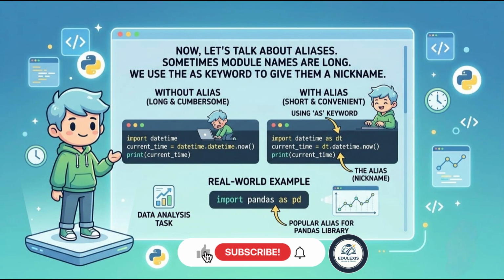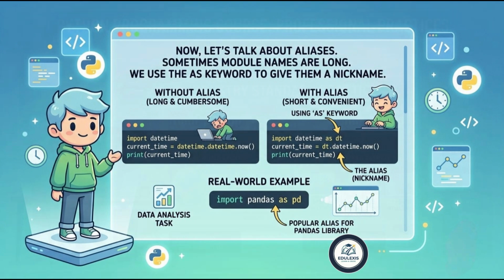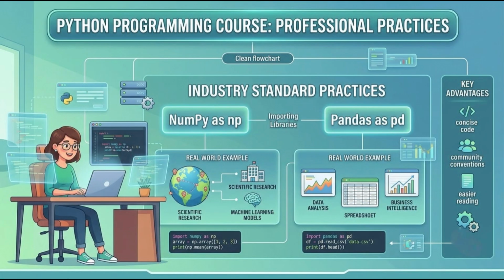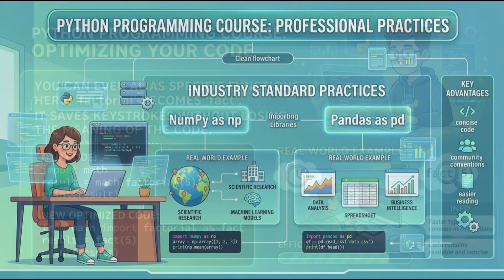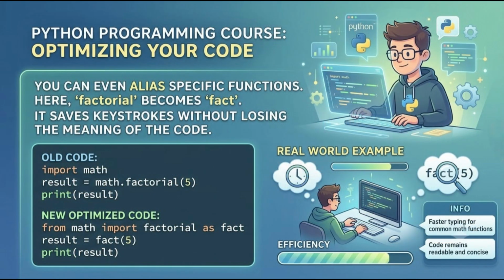Now, let's talk about aliases. Sometimes module names are long. We use the as keyword to give them a nickname. This is standard industry practice. In the professional world, you'll almost always see pandas as pd and numpy as np. You can even alias specific functions. Here, factorial becomes fact. It saves keystrokes without losing the meaning of the code.